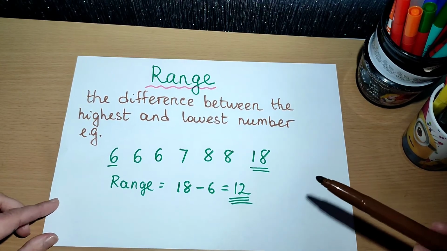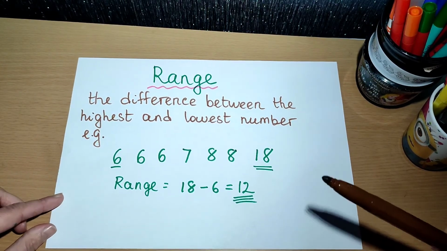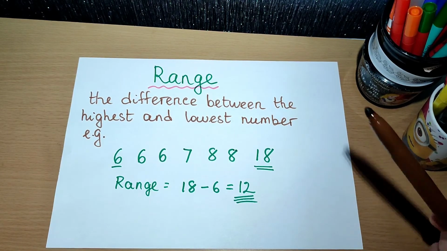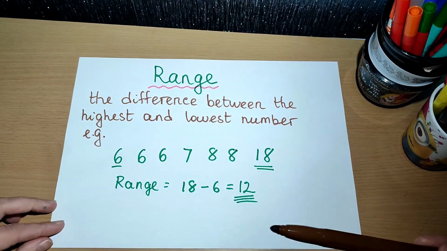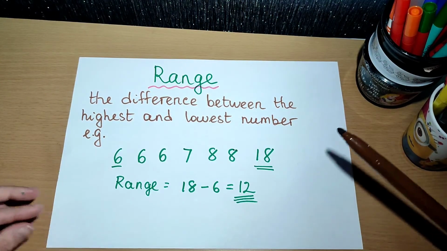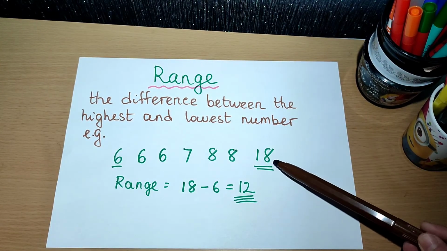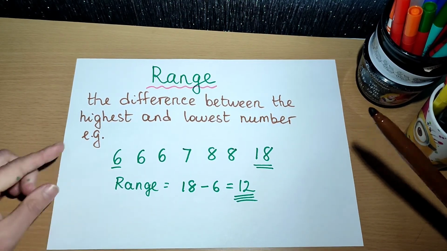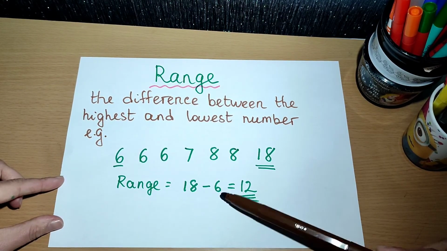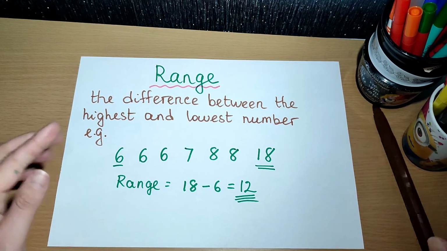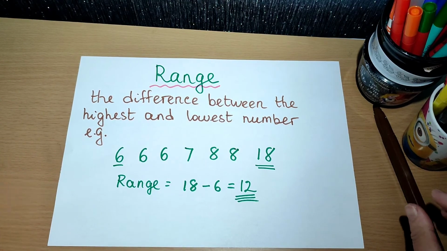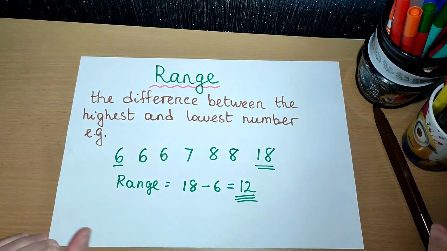And finally we have range. Range is not an average, it's just the difference between the highest and the lowest number. For example, you have a set of numbers. What's your highest number? Highest number is 18. Your lowest number is 6. The difference between them, 18 take away 6, is 12. So 12 is the range. It's like a scope, a difference, the gap between the numbers.